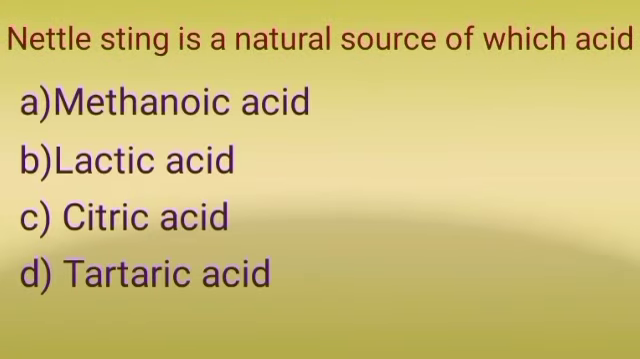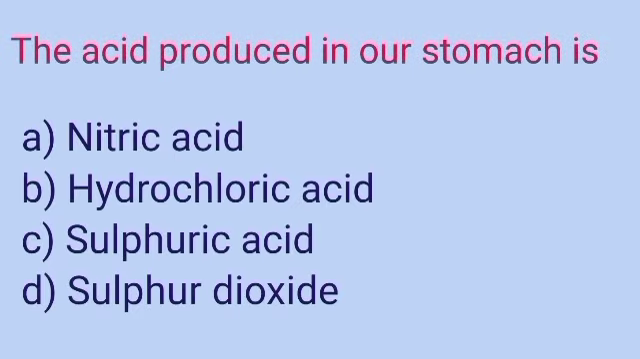Nettle sting is a natural source of which acid? Option A methanoic acid, option B lactic acid, option C citric acid, D tartaric acid. The correct answer is option A methanoic acid. The acid produced in our stomach is A nitric acid, B hydrochloric acid, C sulfuric acid, D sulfur dioxide. The right answer is option B hydrochloric acid or HCl.